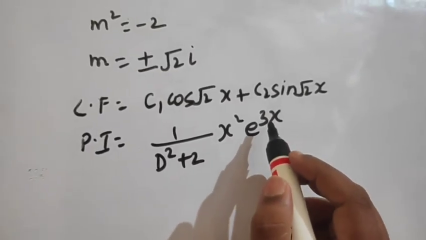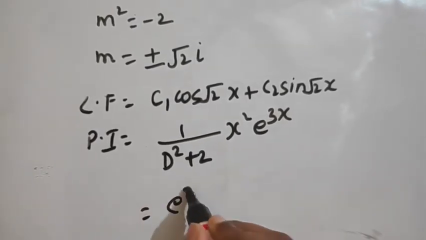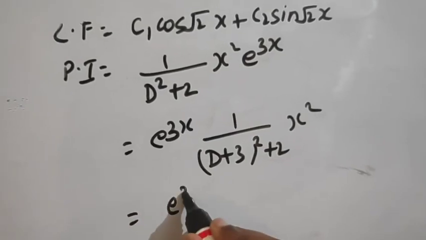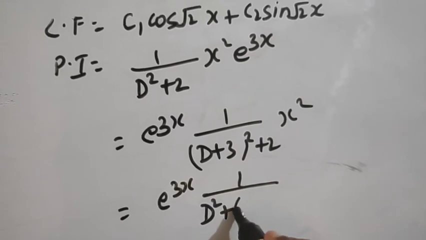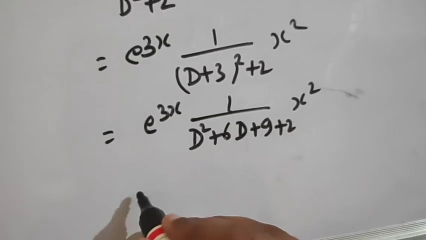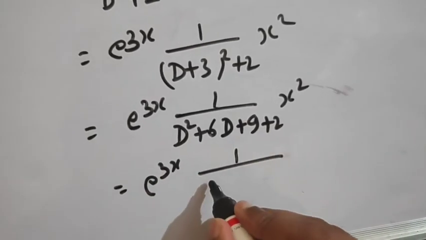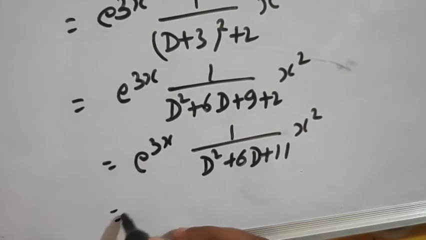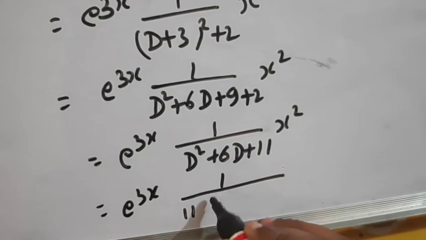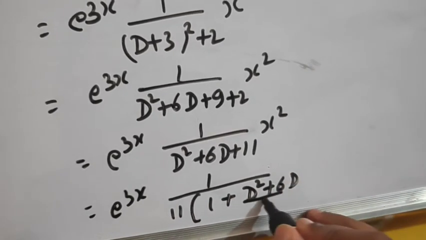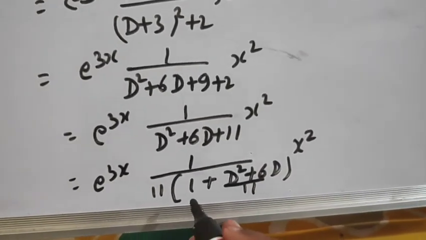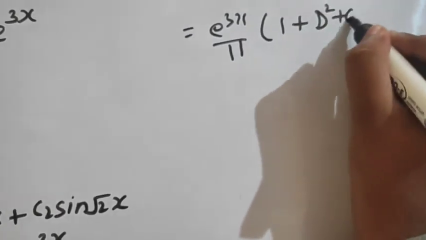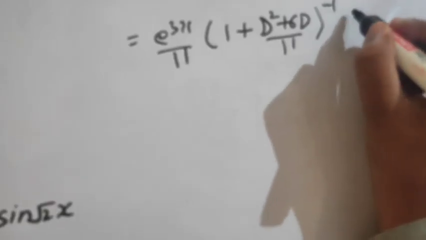What you will do is, in place of d, write d plus 3 and put this e power 3x outside. So d plus 3 whole square plus 2 now operating on x square. So e power 3x, d square plus 6d plus 9 plus 2 operating on x square. So e power 3x, 1 upon d square plus 6d plus 11 operating on x square. For x power n, you take the lowest power term common: e power 3x by 11, 1 plus d square plus 6d by 11 raised to power minus 1 operating on x square.